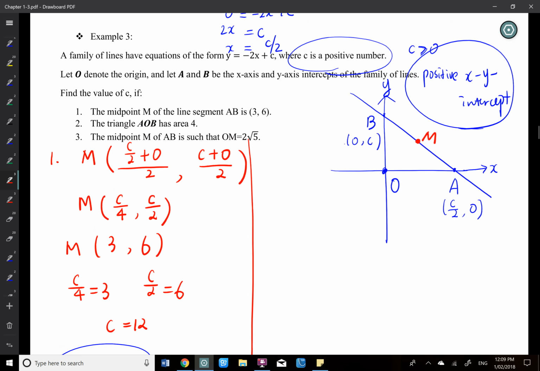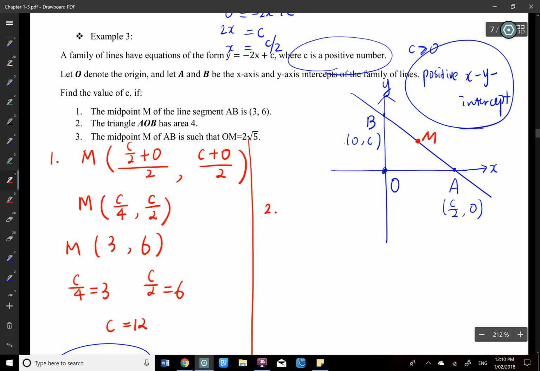Let's substitute 3, 6, because 3, 6 is another point on this linear as well. If you sub x equals 3 and y equals 6, I can work out C by substitution. That might be an easier way for question one, but for question two, I still need the information for point A and point B. So it's easier to start from here, but both ways are correct.